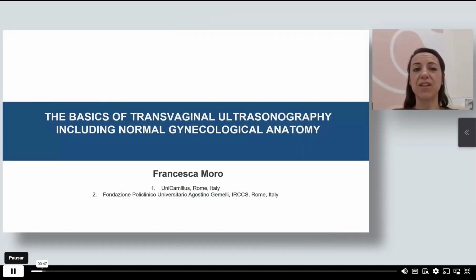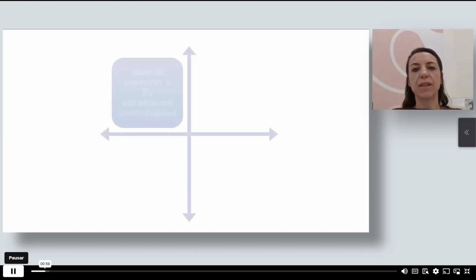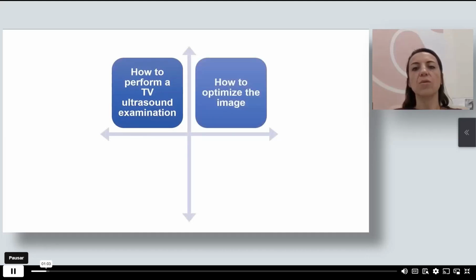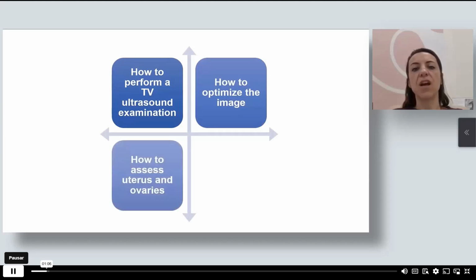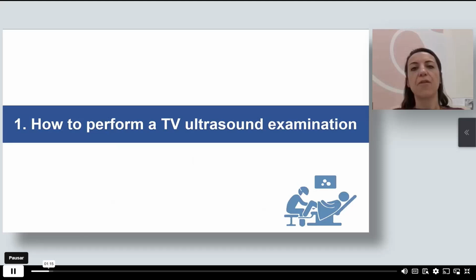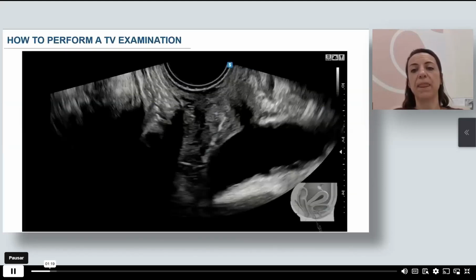This is my presentation, the basics of transvaginal ultrasound examination, including normal gynecological anatomy. In this presentation, we'll discuss how to perform a transvaginal examination, how to optimize the image, how to assess uterus and ovaries, and how to assess ureters, parametria, and more. First of all, how to perform a transvaginal examination.